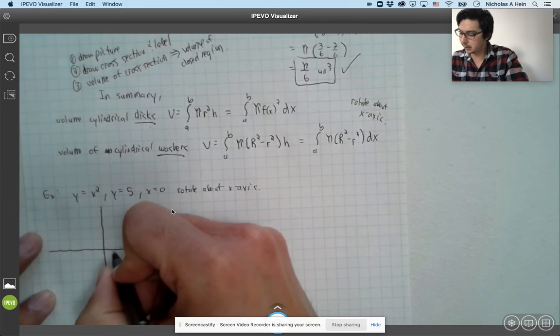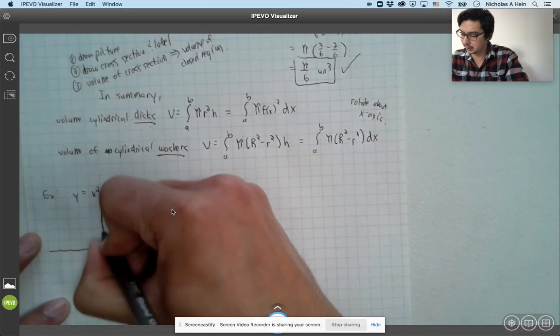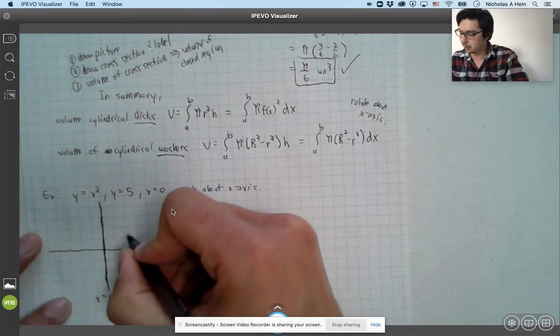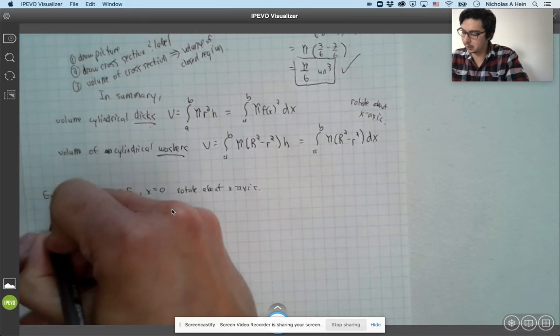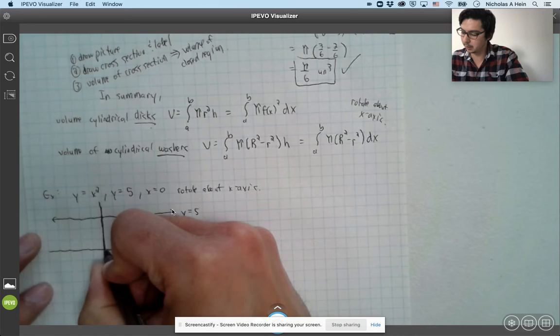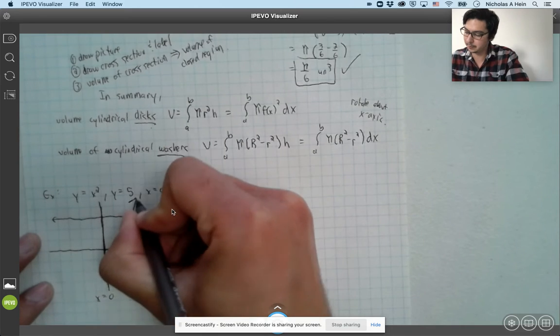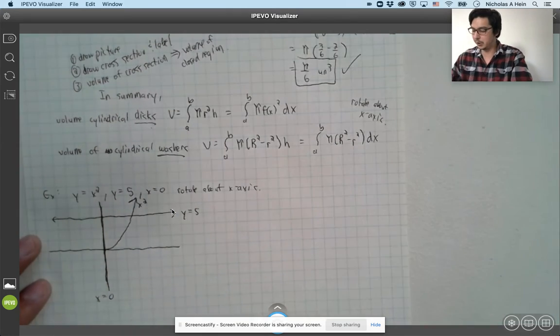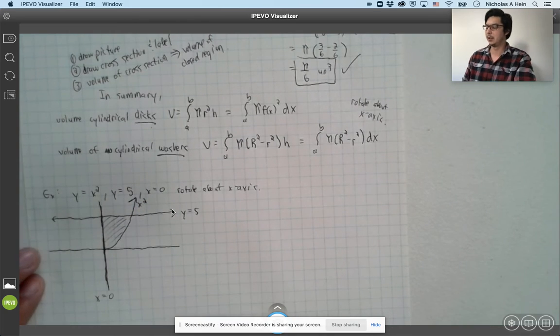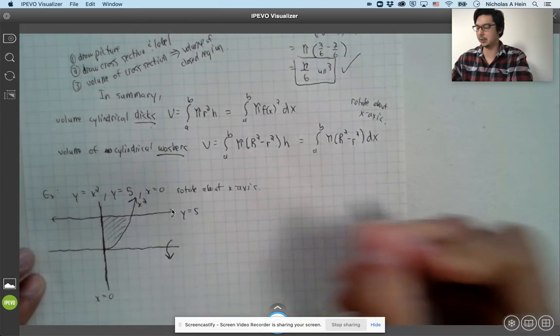We have x squared. Now x equals 0 is this line here, so I'm not going to draw all of x squared. Y equals 5, I'll approximate it. It's not going to be perfect. That's approximately y equals 5, and x squared would look something like this. There's x squared. And the region bounded by those three functions is this region here. And we're going to rotate about the x-axis.